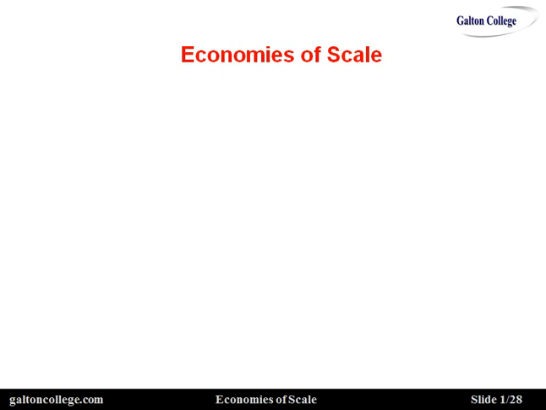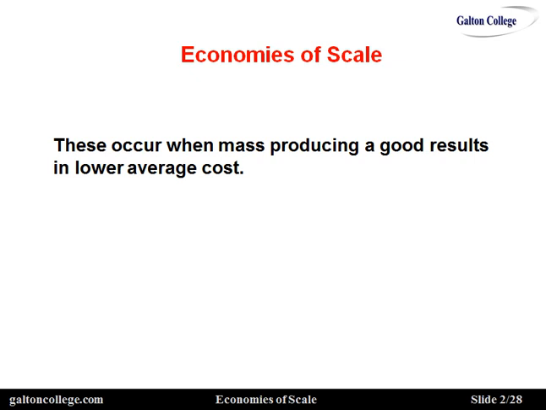In this video we want to talk about economies of scale. We want to talk about economies due to the size of the organization and to the changing sizes of the organization. These occur when mass producing a good results in lower average costs. So economies of scale happen when a company is growing and lower average costs result as a consequence of that growth.